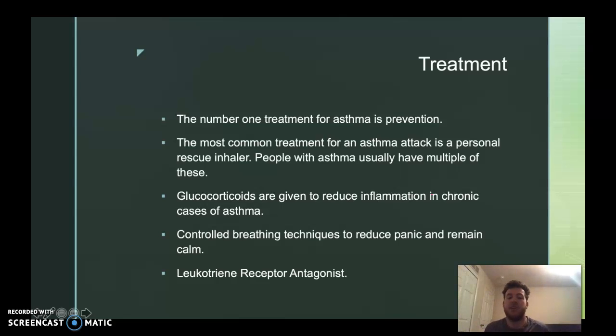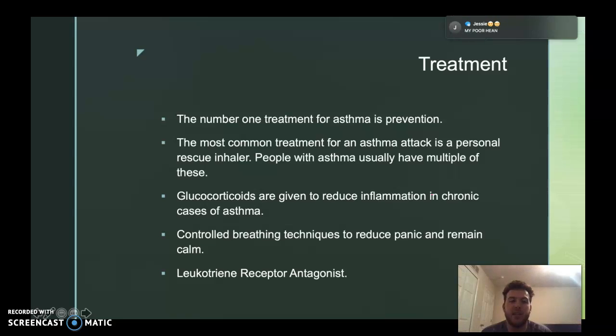Moving on to the treatment for asthma. The number one treatment is prevention. There's no other way to put it. The most common treatment, though, when you're talking about treatment, is a personal rescue inhaler, and that'll be talked about a little more later. People with asthma are usually going to have multiple of these, one at work, one at home, one in their car.